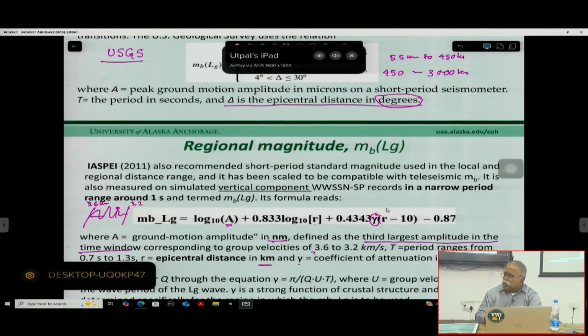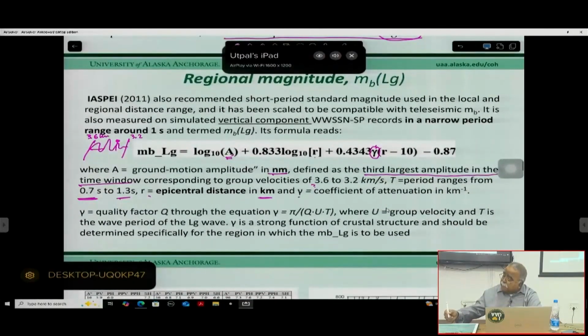The gamma value is equal to pi divided by Q times U times T, where U is the group velocity, which is the 3.6 to 3.2, whatever you are using. T is the time period, whatever time period you have used, and we can calculate this.